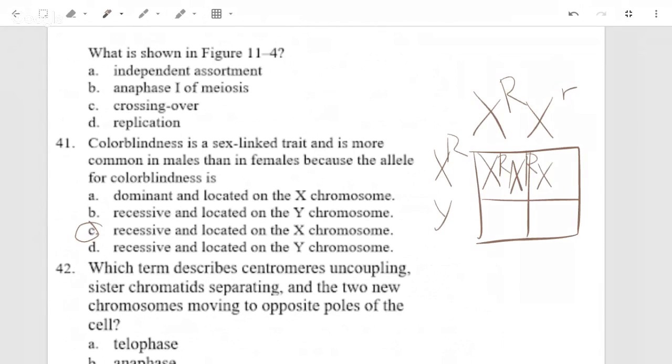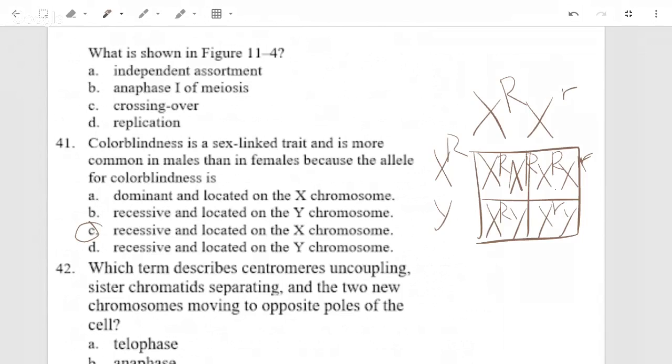Then you got big X, X. We got big R and little r. So we can see right here that none of the women will be colorblind. Colorblindness in women is very, very rare. I've only met one woman my whole life that's colorblind, and it's a student I had this year. For the guy, if it's a boy, he'll be XY. This guy's big R, and this guy's going to be X little r, Y.